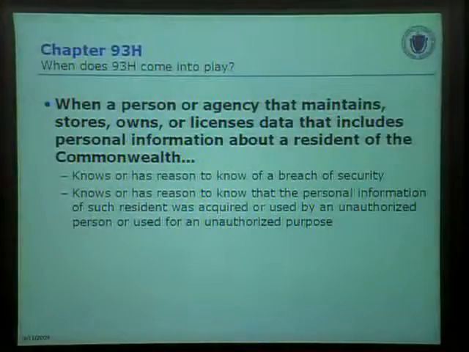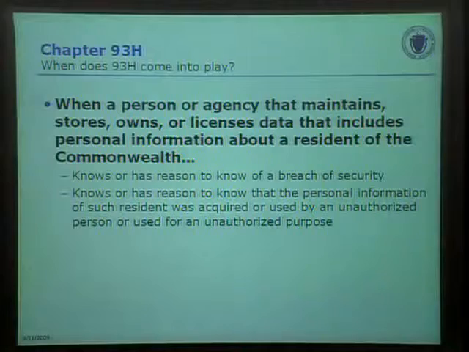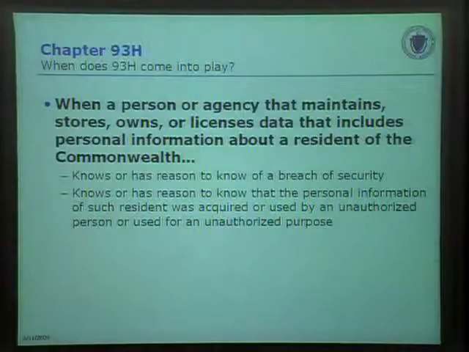When a person maintains, stores, or owns or licenses data that includes information about a resident of the Commonwealth, knows or has reason to know about a breach of security, or knows or has reason to know that the personal information of such a resident is used by an unauthorized person or used for an unauthorized purpose. These are all texts from the law. This is why they all sound like legalese, because they are.